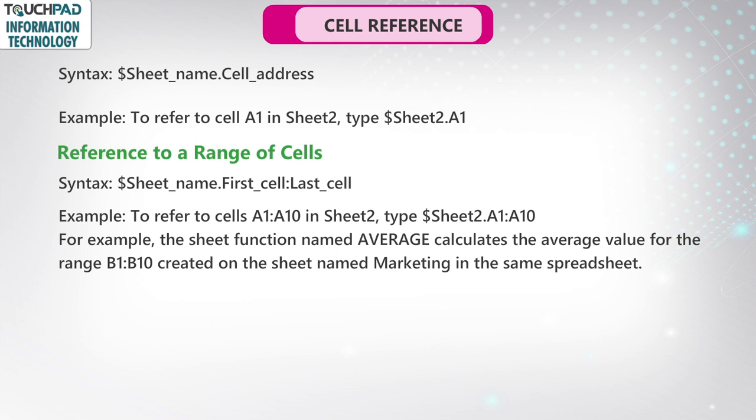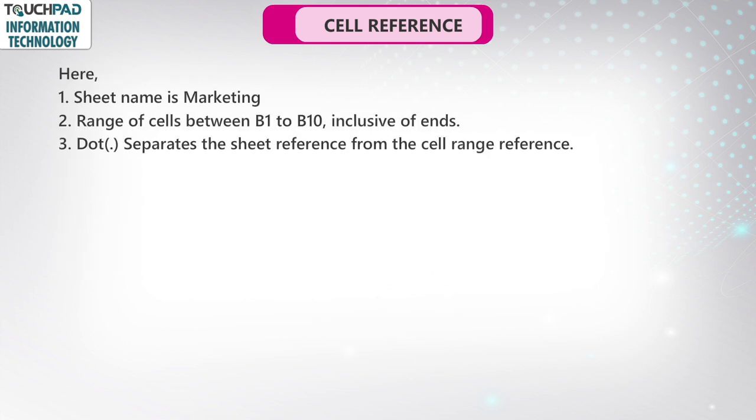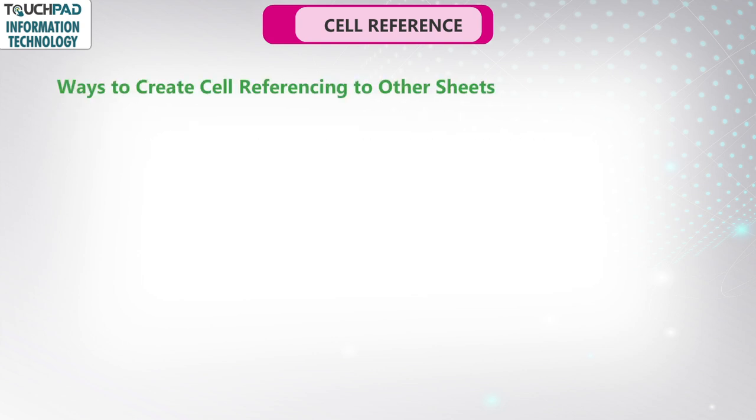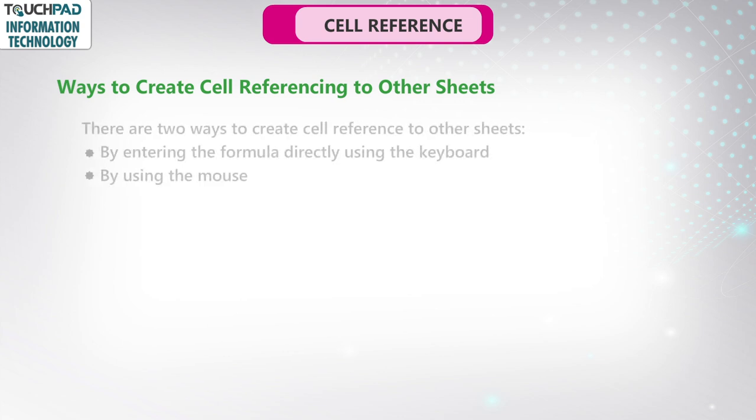For example, the sheet function named average, which calculates the average value for the range B1 to B10 created on the sheet named marketing in the same spreadsheet, is equal to average($marketing.B1:B10). Here, 1. Sheet name is marketing. 2. Range of cells between B1 to B10 inclusive of ends. 3. Dot separates the sheet reference from the cell range reference.